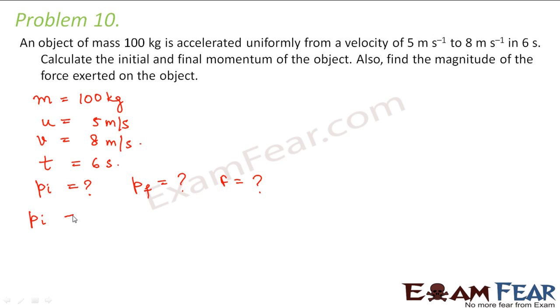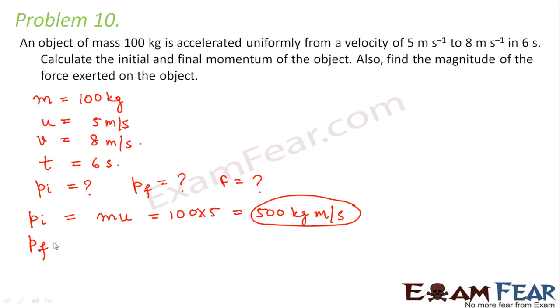So what would be the initial momentum? Mass into velocity, mass into initial velocity rather. So that will be equal to 100 into 5, that is equal to 500 kg meter per second. Now let us calculate the final momentum, which will be equal to mass into final velocity, which is equal to 100 into 8, that is equal to 800 kg meter per second.